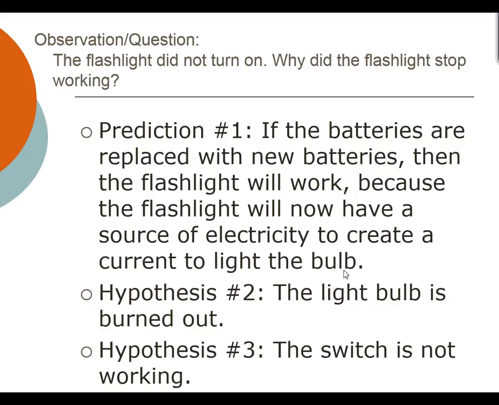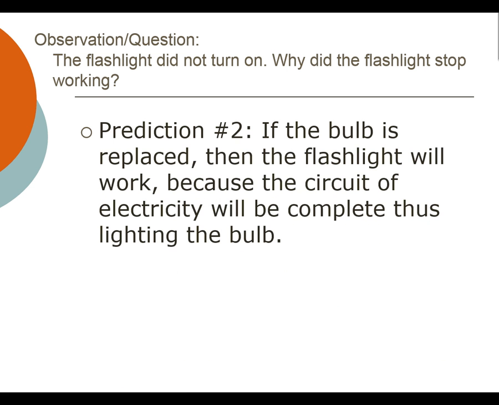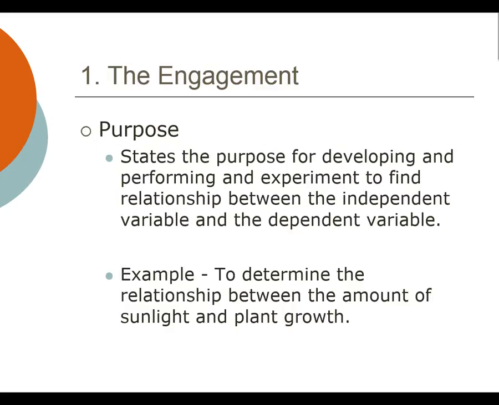So that because should really be based on any prior knowledge that you have. If you have no prior knowledge, then your question is too specific. You have to back up a little bit further, and you have to ask more questions about what the actual item's doing. Okay. And here are a couple other predictions. Prediction 2, if the bulb is replaced, then the flashlight will work because the circuit of electricity will be complete, thus lighting the bulb. Okay, so those are examples of what we're talking about.